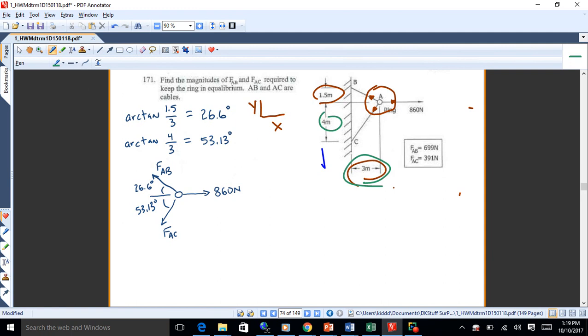So once I have that, I can create that free body diagram, or force diagram, whatever you want to call it. So there's the diagram of that ring. Do we have any questions on that diagram?